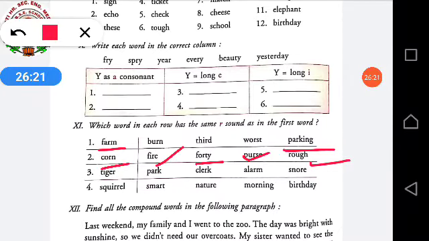In the same way, next one, tiger. Pronunciation. So it is park, arc, no. Clerk, yes. Alarm, arm, no. Snore, no. Pronunciation should come like the tiger. And the last one you have to do by yourself. So the first one is farm, answer is parking, same AR pronunciation and sound. Second, corn, answer for, same OR sound. Third, tiger, answer clerk, same ER sound.